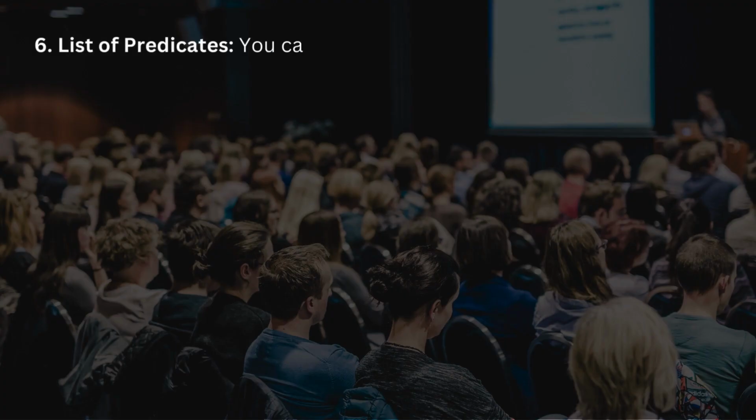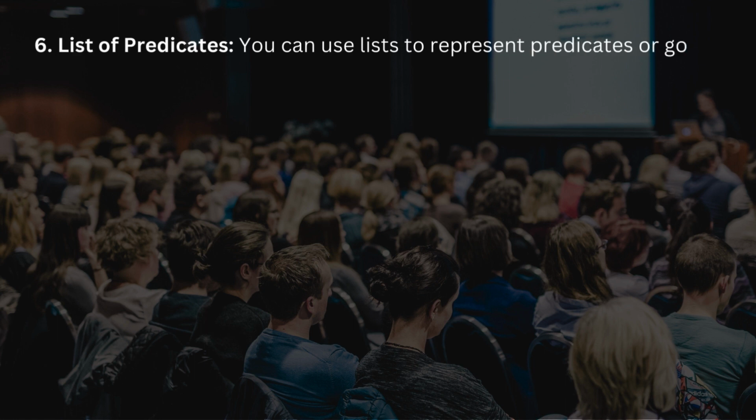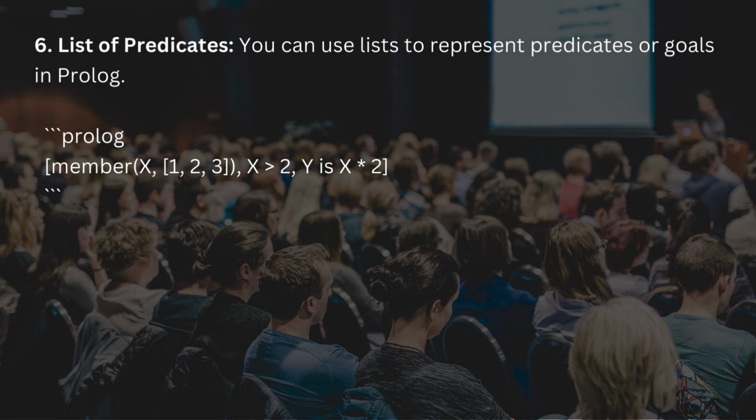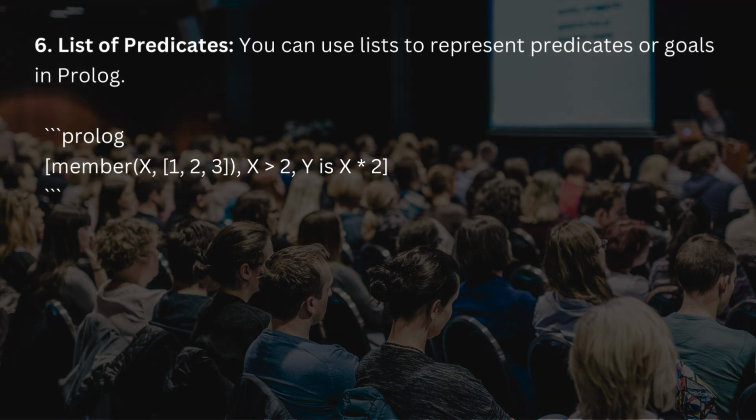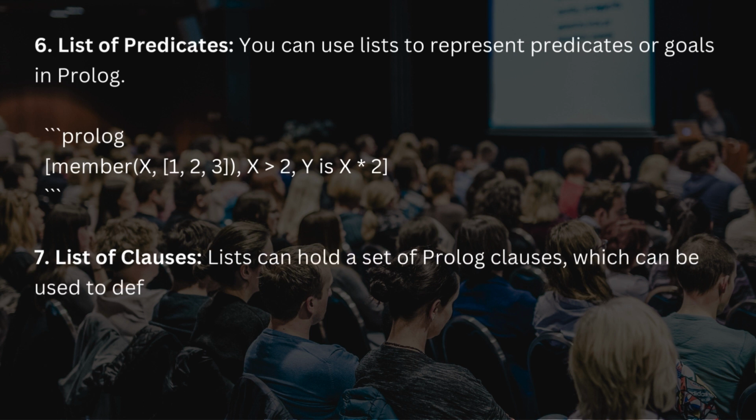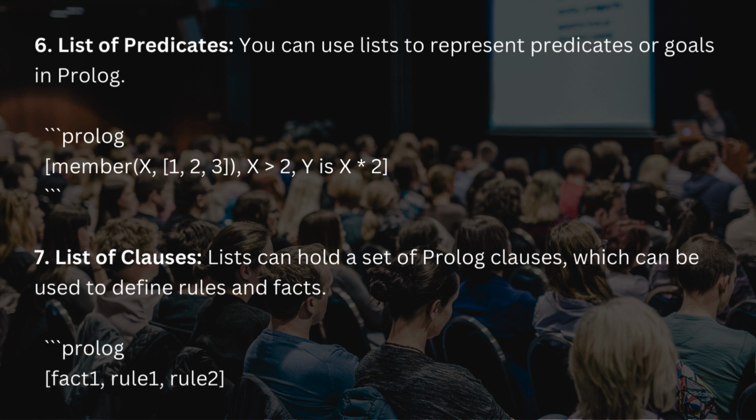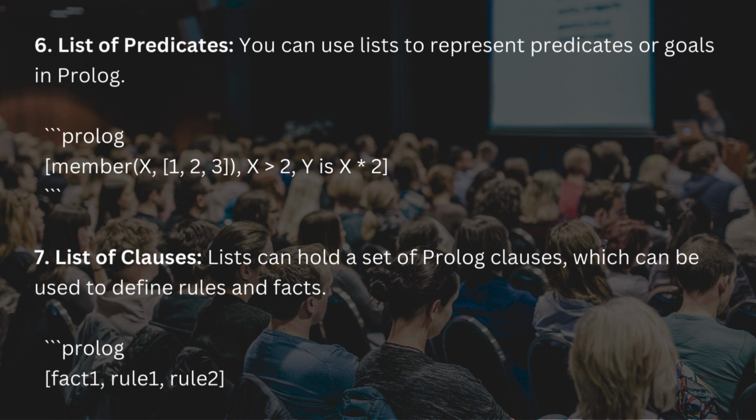List of predicates. You can use lists to represent predicates or goals in Prolog. So, you have [member(X, [1,2,3]), X > 2, Y is X * 2]. List of clauses. Lists can hold a set of Prolog clauses which can be used to define rules and facts. So, in Prolog, how can you write it? [fact1, rule1, rule2].